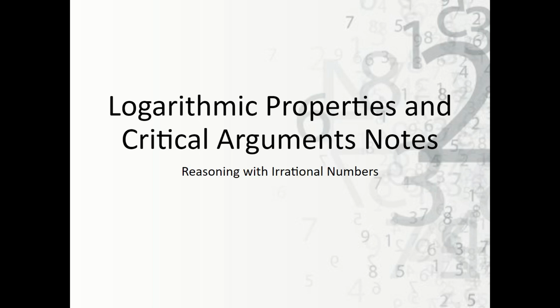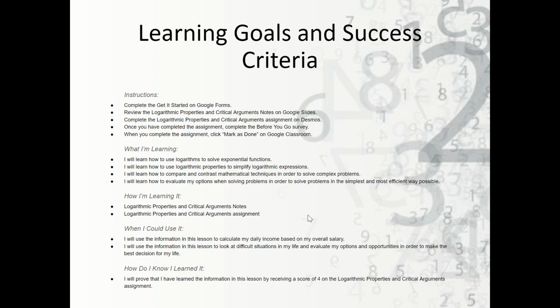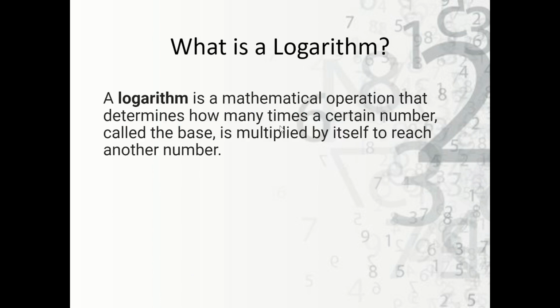Let's take a look now at the logarithmic properties and critical arguments notes. Our notes begin with the learning goals and success criteria. First, what is a logarithm? A logarithm is a mathematical operation that determines how many times a certain number, called the base, is multiplied by itself to reach another number. So it's just another way of doing an exponential function.